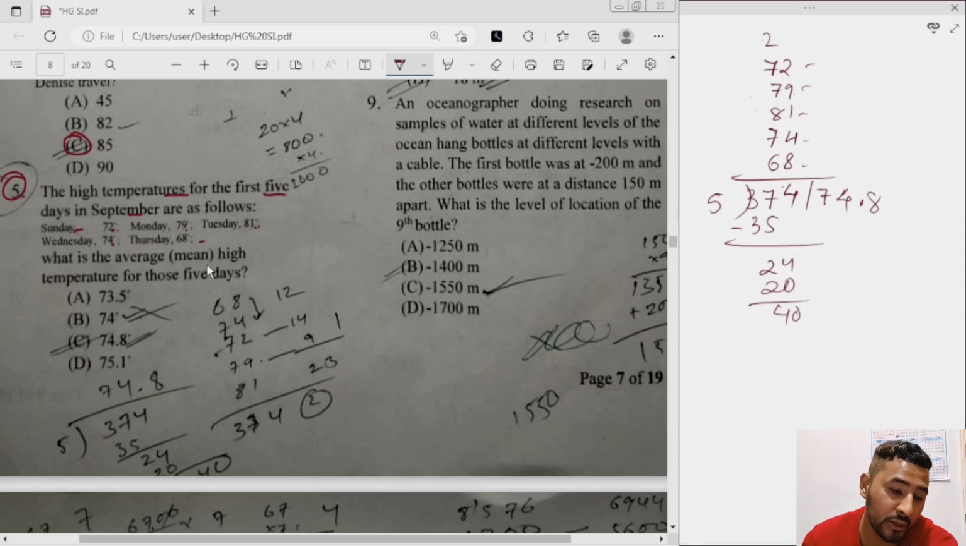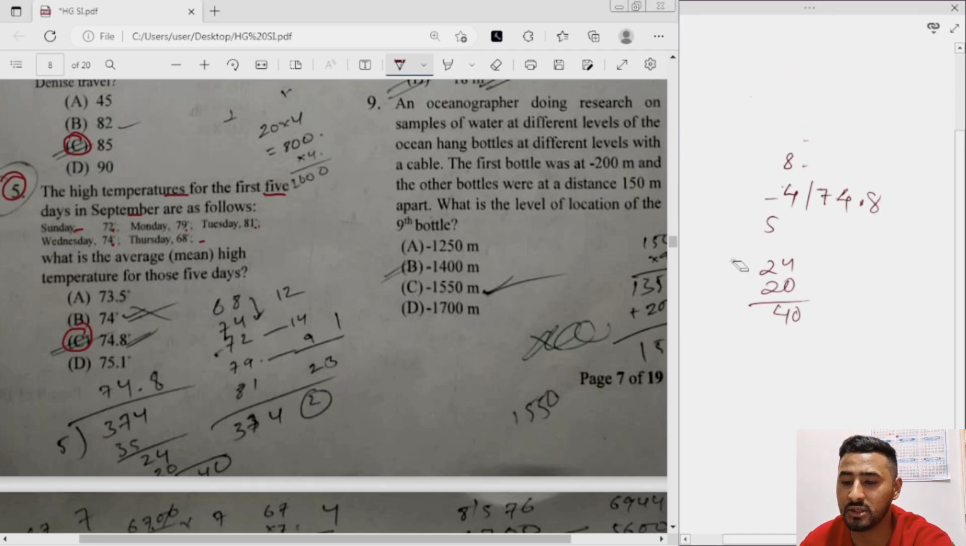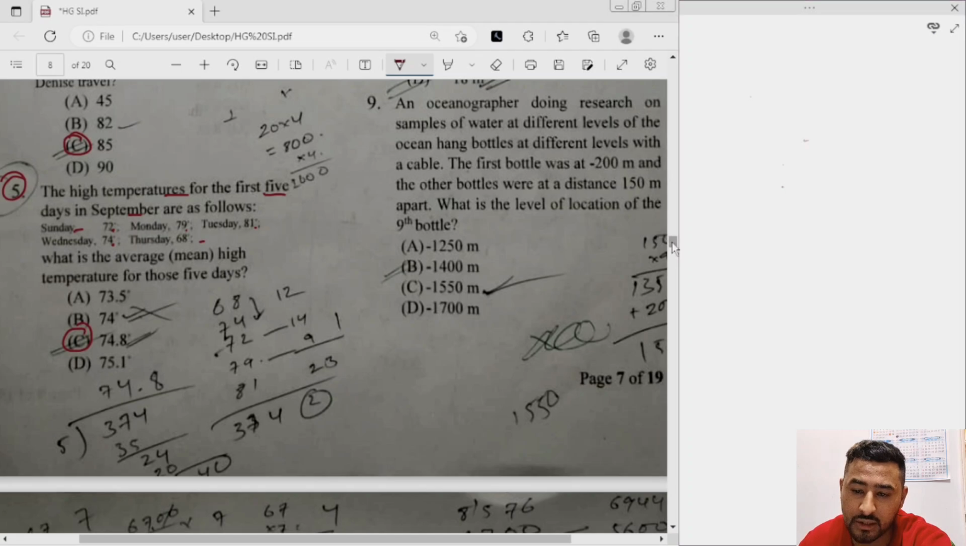So 74.8. We're getting 74.8. Option number C will be the correct answer. Okay, for question number 5. Let's go to question number 6. So question number 6.